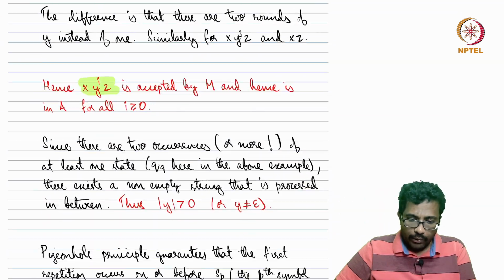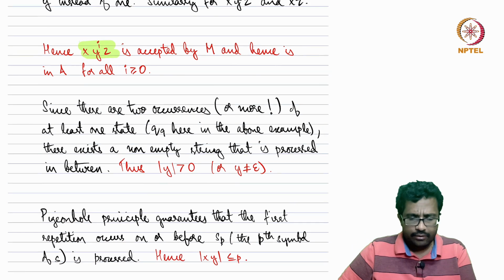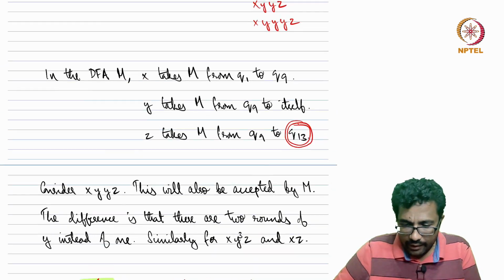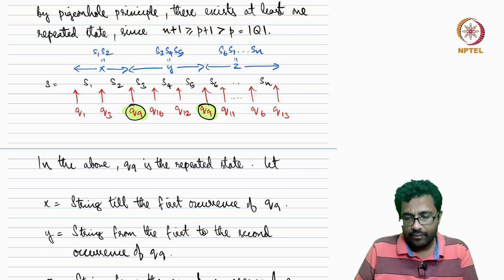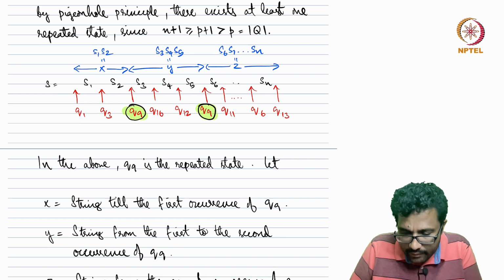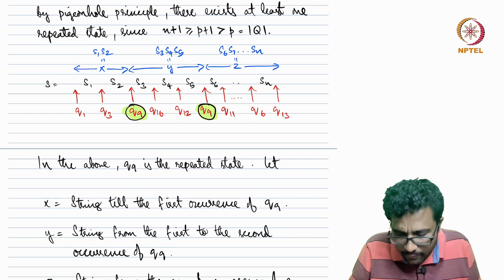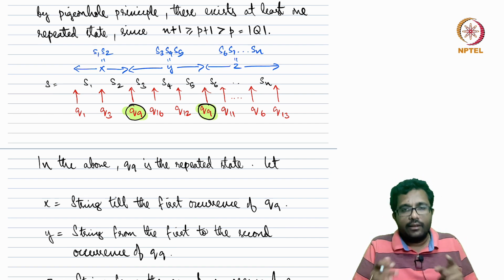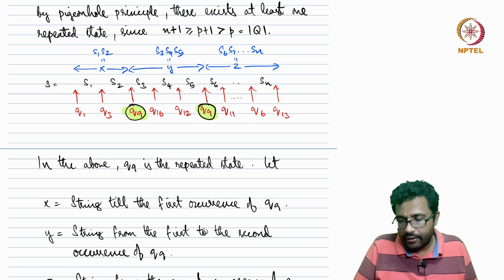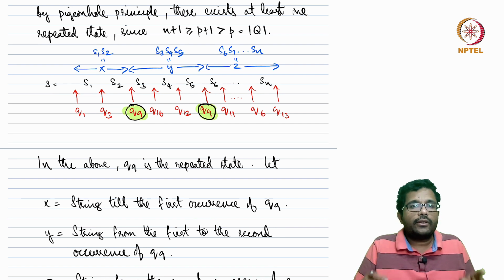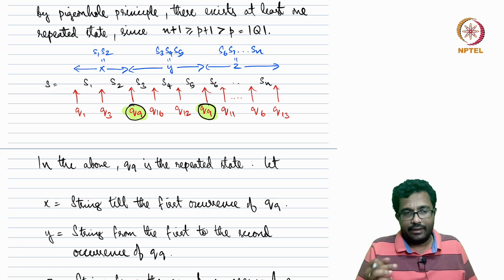Now we have to show that Y is non-empty and the length of XY is at most p, which is not that hard. And we know that there are 2 occurrences of some state. So between the 2 occurrences, let's say Q9, the closest that these 2 occurrences can come is just before a symbol and after a symbol, right? And the string Y is from the first occurrence to the second occurrence. So the first and second occurrence are at least 1 symbol apart, right?